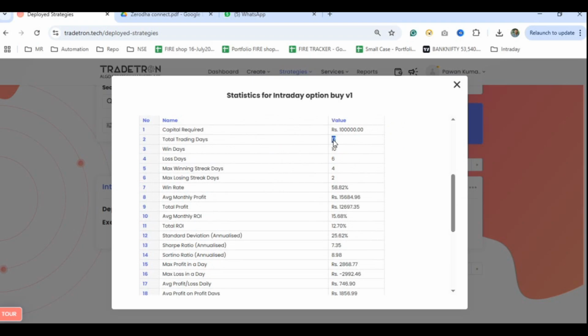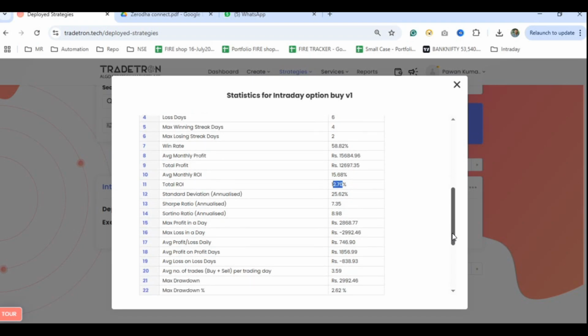We have traded 17 days till now, and 10 days are winning, 6 days are loss, 4 days are strike days, and 2 are losses. So 4 consecutive profits, 2 losses, and the winning rate is 58%. Average profit you are getting is this much per month, and total profit is this much. So average ROI is 15% monthly, and total is 12%. These are some statistics you can see.